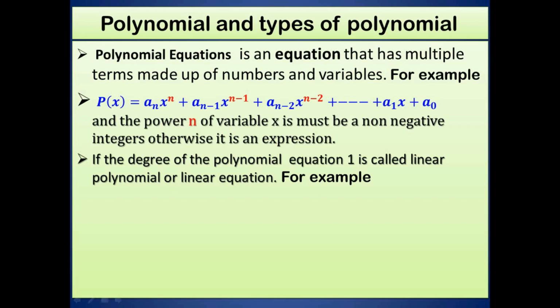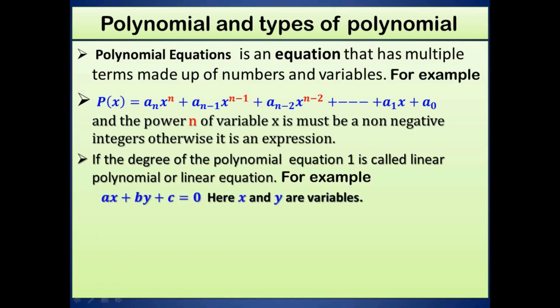Assume that if n is 10, then here 10 minus 1 is 9, here 10 minus 2 is 8. The highest power of the variable is called degree. So if the degree of the polynomial equation is 1, it is called a linear polynomial or linear equation.